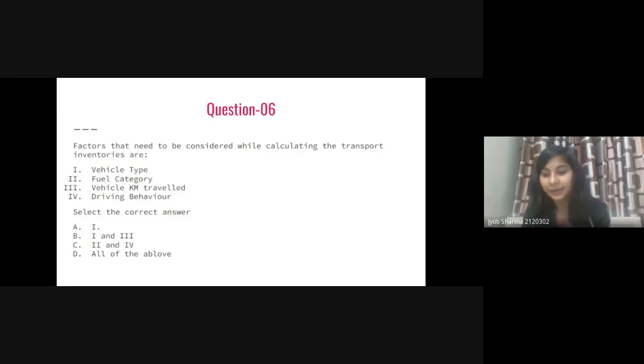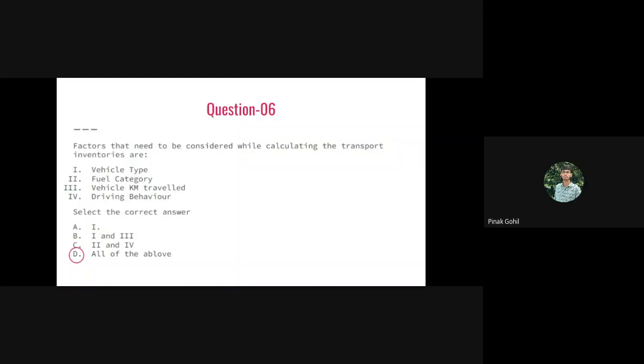Okay. Any other guesses? Alka gave me answer C, second and fourth. No, the answer should actually be D. Why D? I will tell you. Yes, D, ma'am. I thought that the answer is D, but then I thought that driving behavior can't be included.